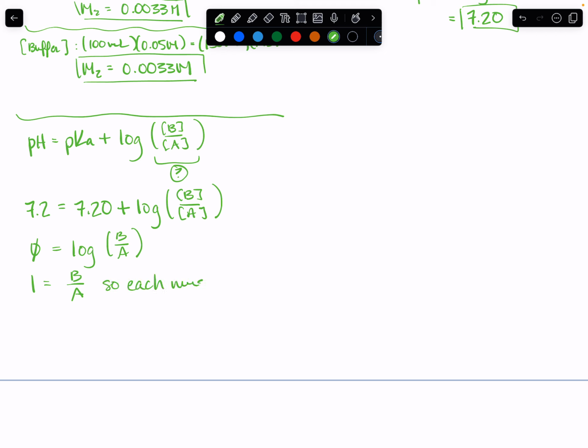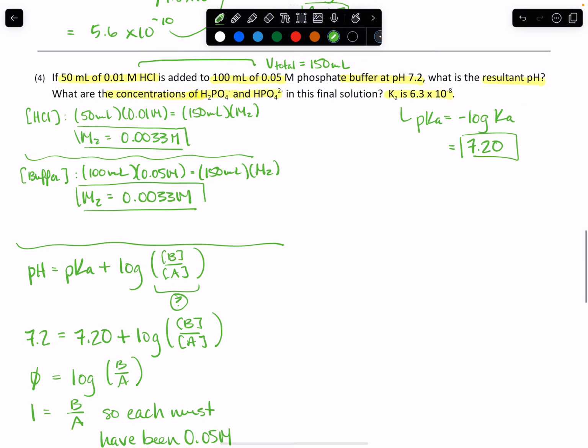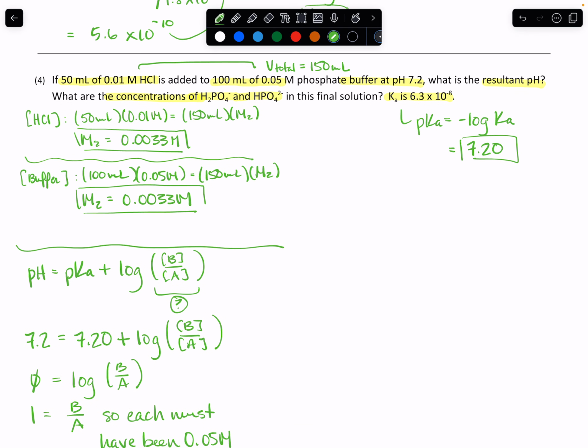All right, so that means that each must have been 0.05 molar initially. And this is before dilution, which means that now each of them must be 0.033 molar. All right, so that is going to be my initial values that I'm going to be using.